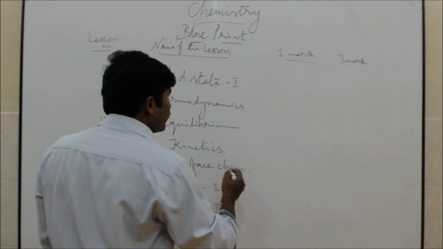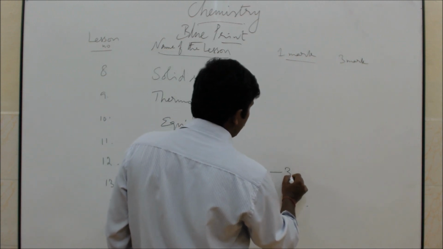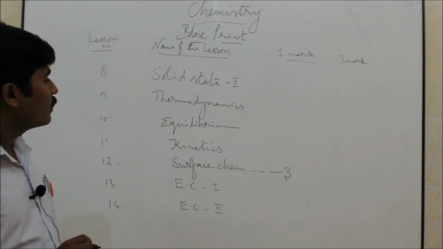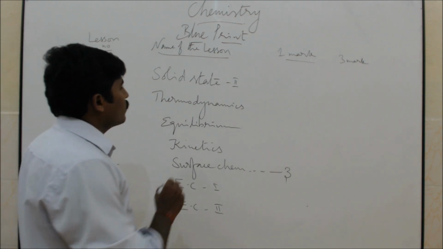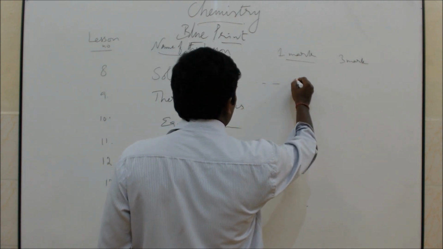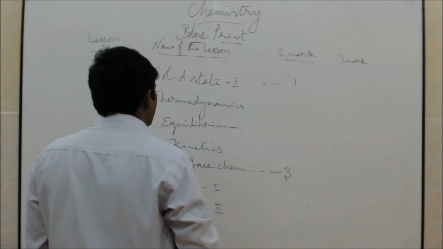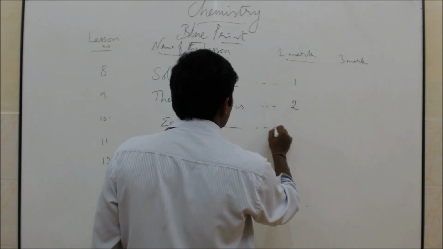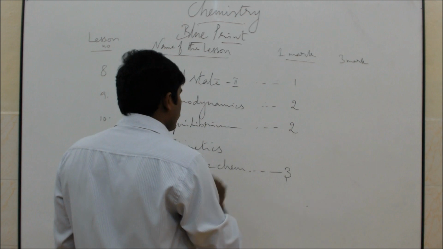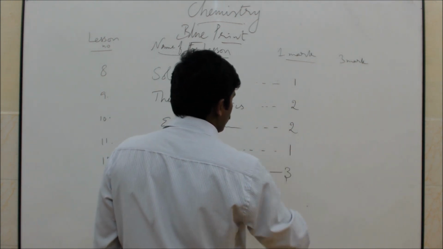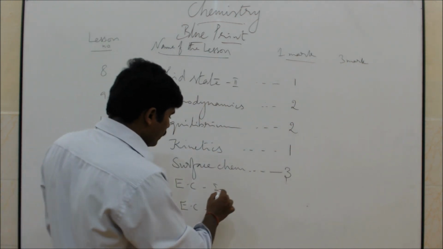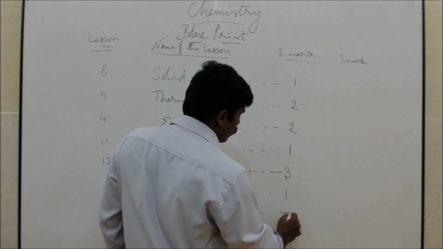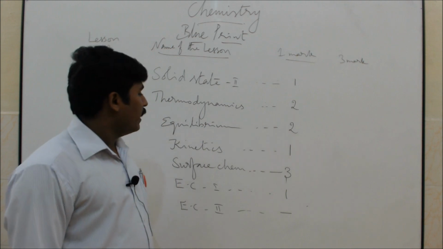Here surface chemistry plays a very important role. From surface chemistry we can expect 3 one mark questions, and from solid state you can expect 1 mark question. From thermodynamics and equilibrium you can expect 2 questions each. From kinetics you can expect 1 question. From electrochemistry 1 you can expect 1 mark question. In electrochemistry 2, no 1 mark question. Altogether 10 one mark questions.